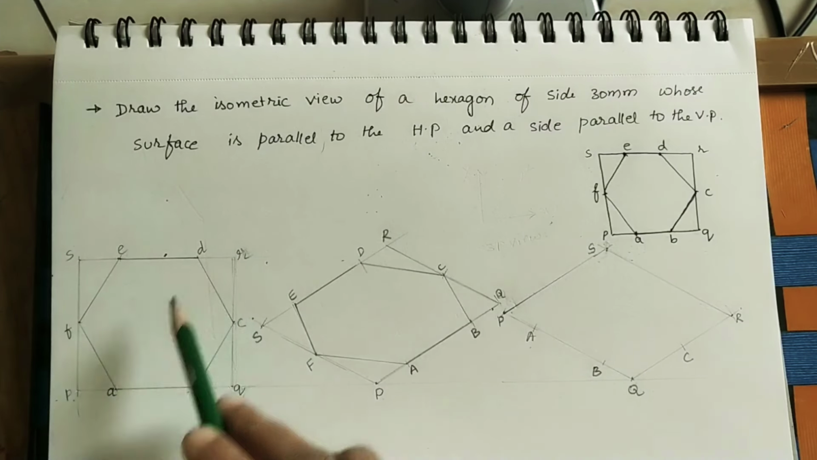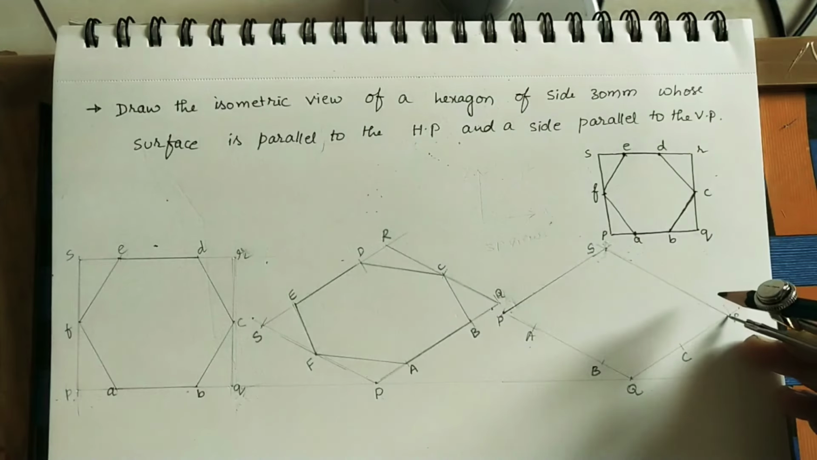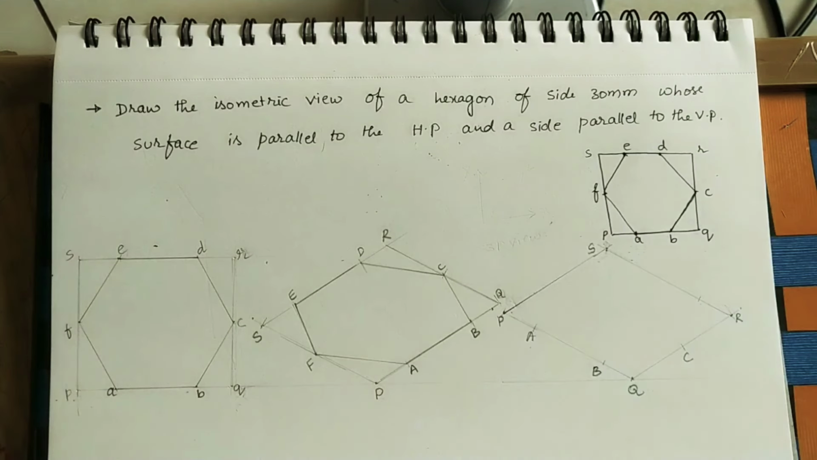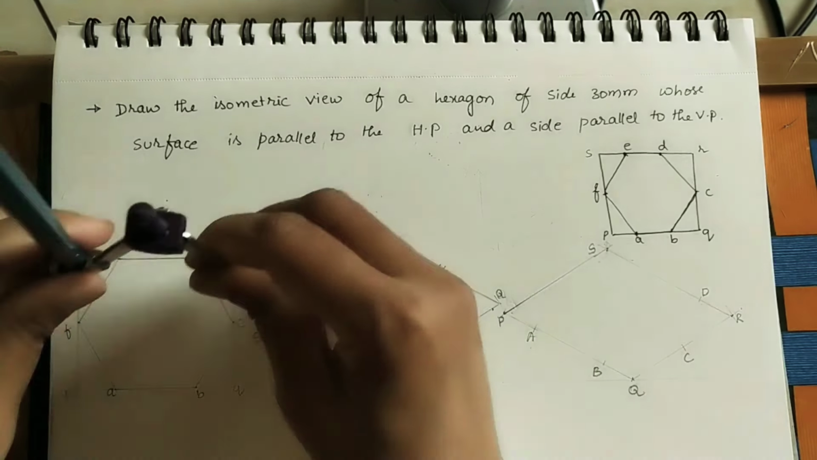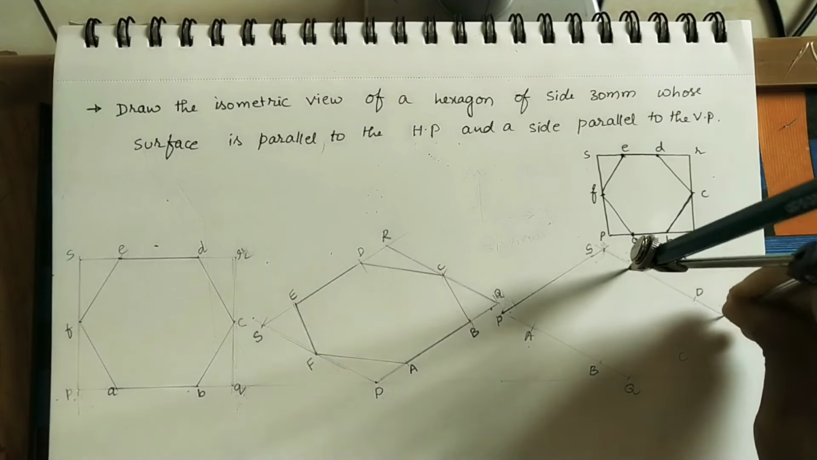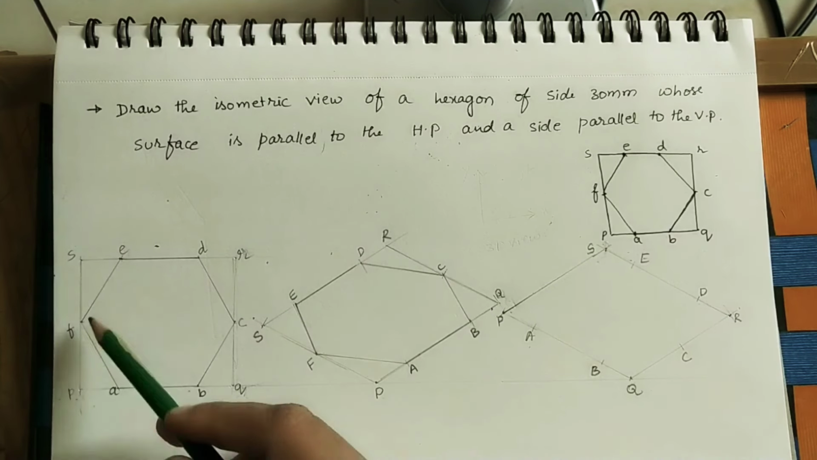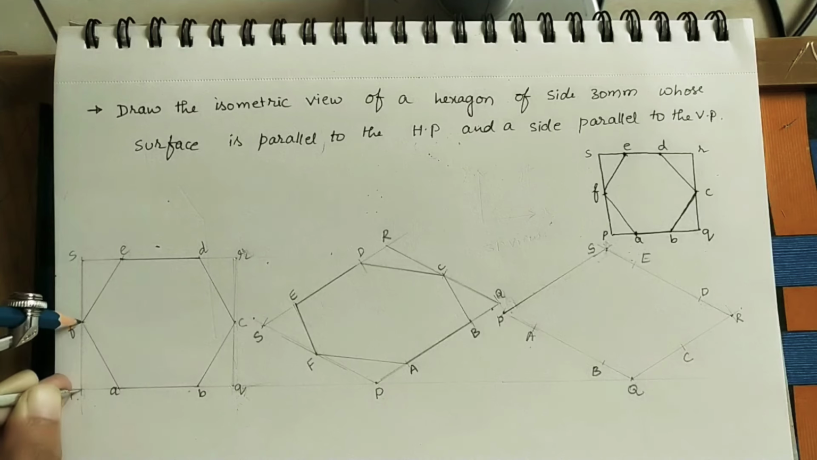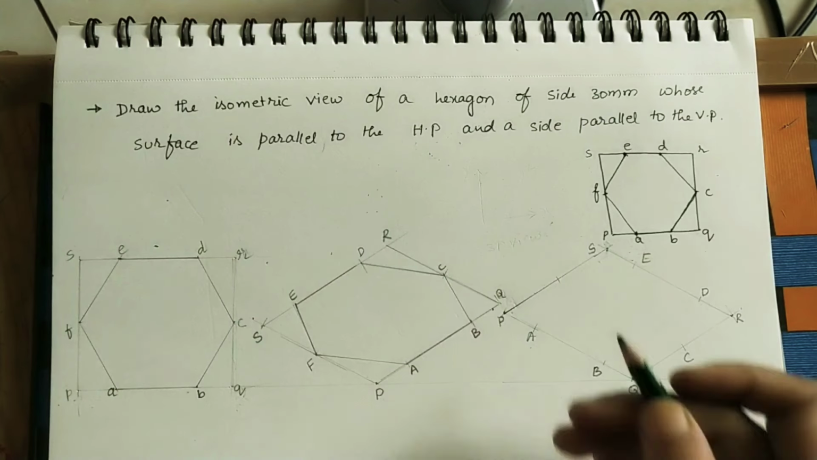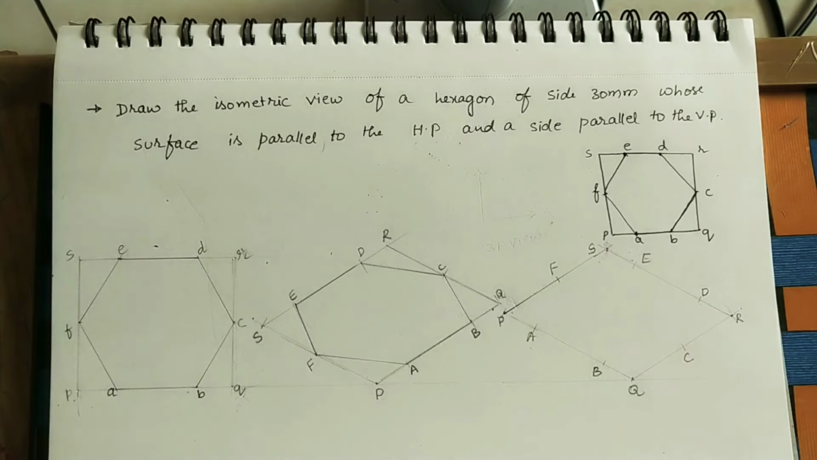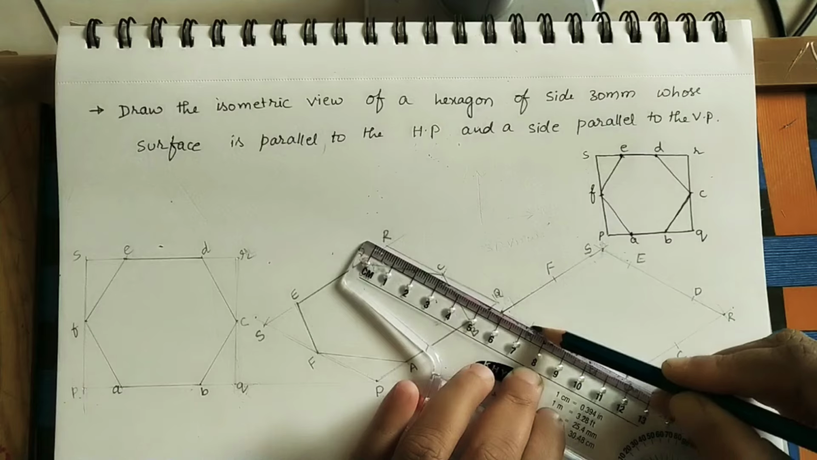After marking C, mark D. Take RD length. From R, mark D point here. Next take RE length. Mark RE here. So this is the E point. After E, mark F point. Take PF length. Mark on PS. So this is PS. From P mark that F point. Now join all A, B, C, D, E, F. We'll get the polygon. Make it dark.